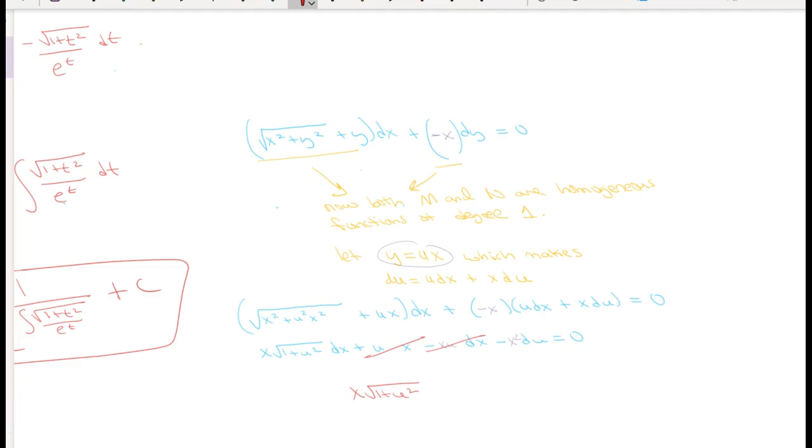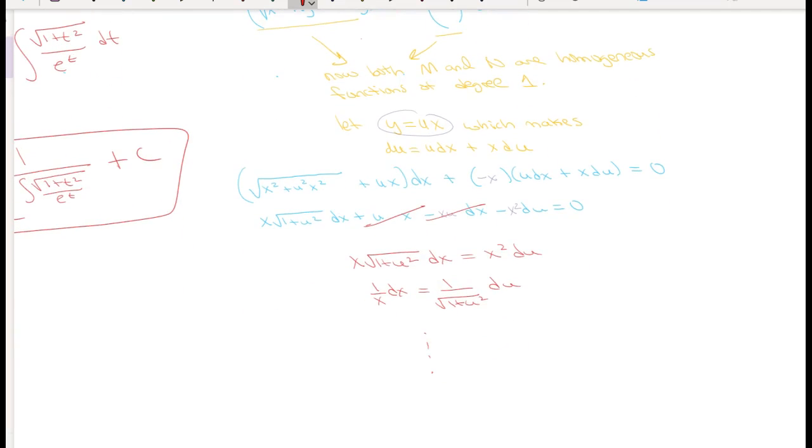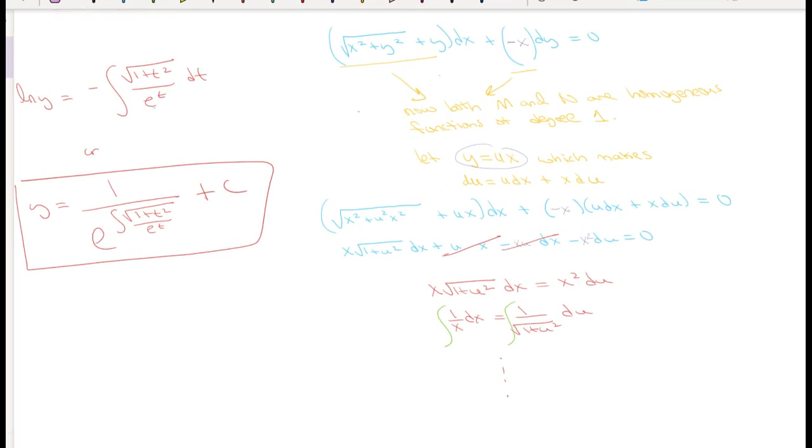And once I'm here, let me get myself settled with you all. I get 1 over x dx equals 1 over root of 1 plus u squared du. And from here, I think you can take it on through. Oh, don't even tell me that you don't know the indefinite integral of 1 over root of 1 plus u squared. I'm going to have you look that up. I'll give you a hint. It's an inverse of a trig function. Okay, and then from here you can take it all the way through. So that was what we did in class today.